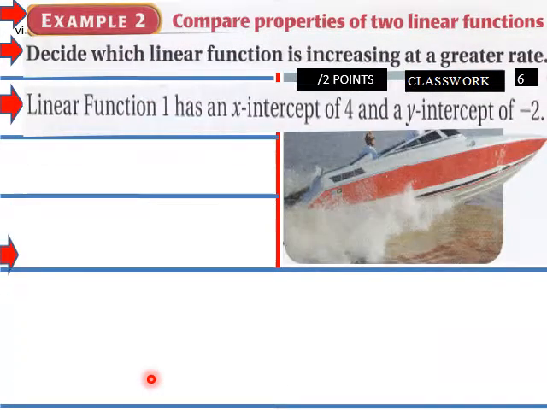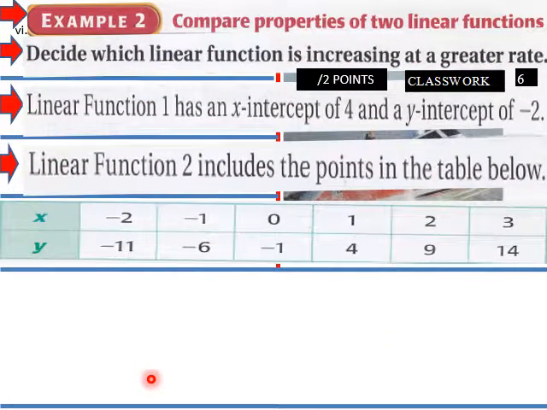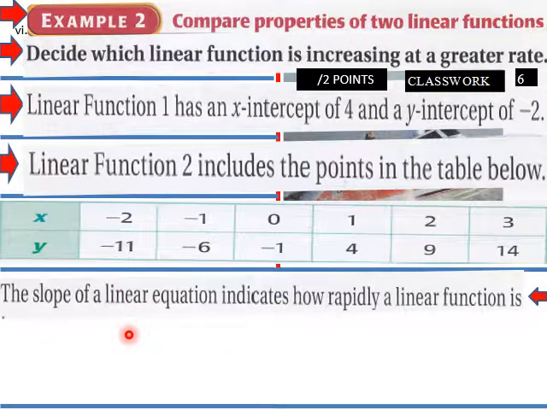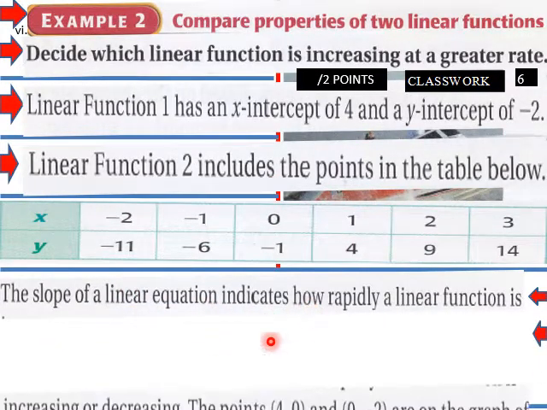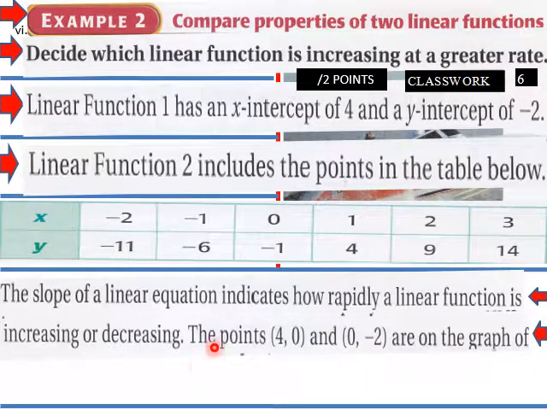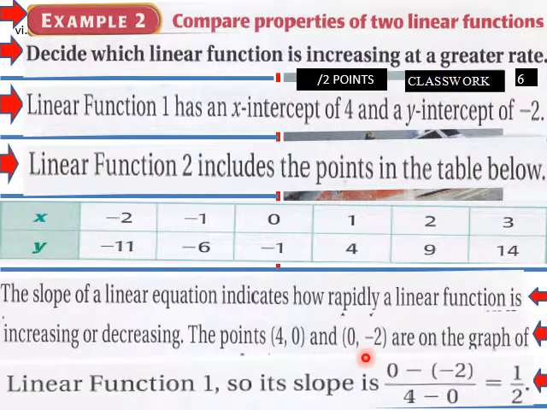Compare properties of two linear functions. Linear function 1 has an x-intercept of 4 and a y-intercept of -2. Linear function 2 includes the points in the table below. The slope of a linear equation indicates how rapidly a linear function is increasing or decreasing. The points (4, 0) and (0, -2) are on the graph of linear function 1, so its slope is 1/2 for linear function 1 here.